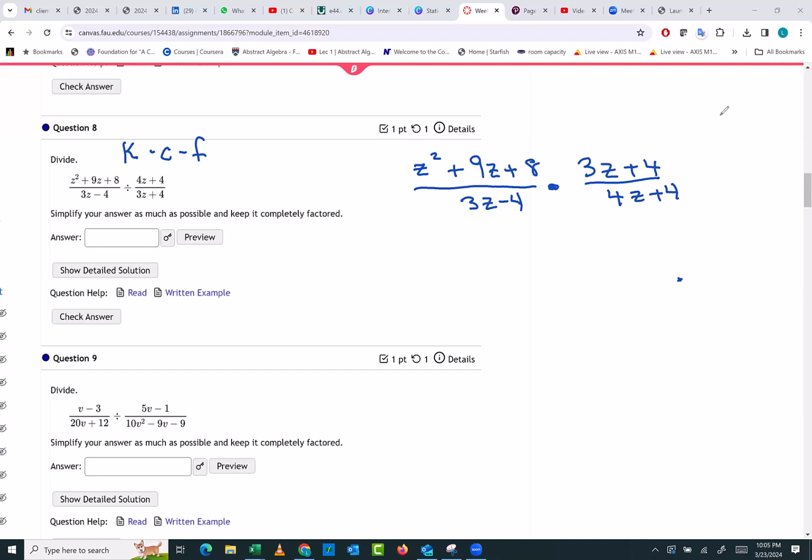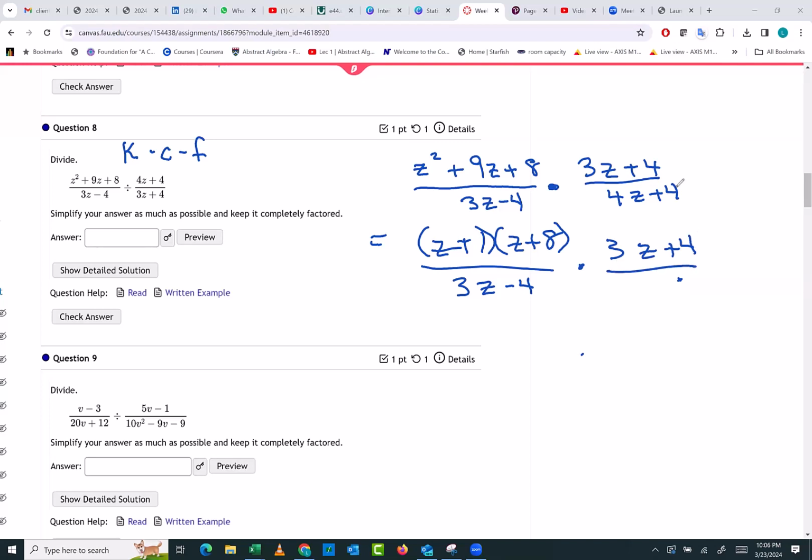And now, again, it's just multiplication. And I have to factor. This is going to equal z times z. Everything's positive, so I know this is a plus and a plus. And 8, since I need 9, it's going to be 1 and 8. Divided by 3z minus 4 times 3z plus 4 divided by, and again, we want to factor the denominator. We want to factor everything, but we can't factor anything else. 4 times z plus 1.